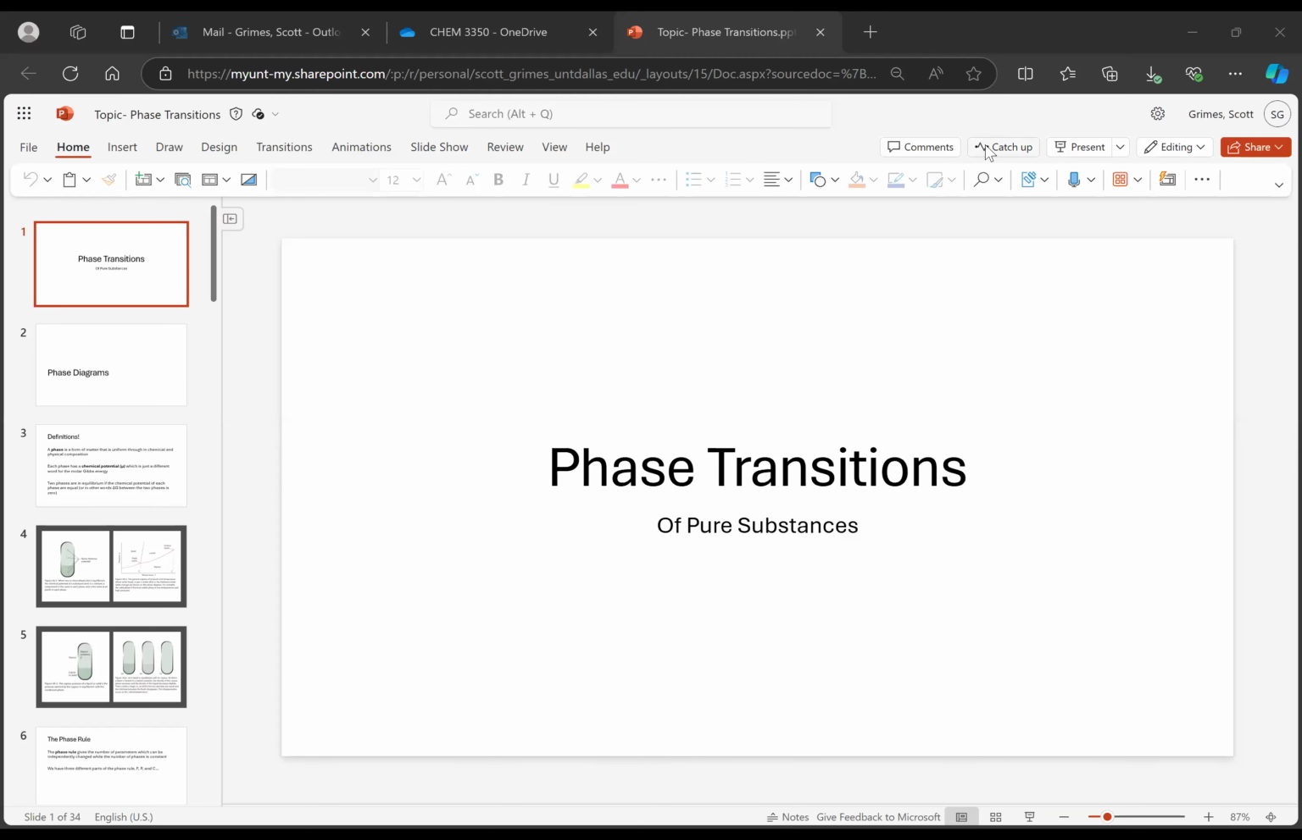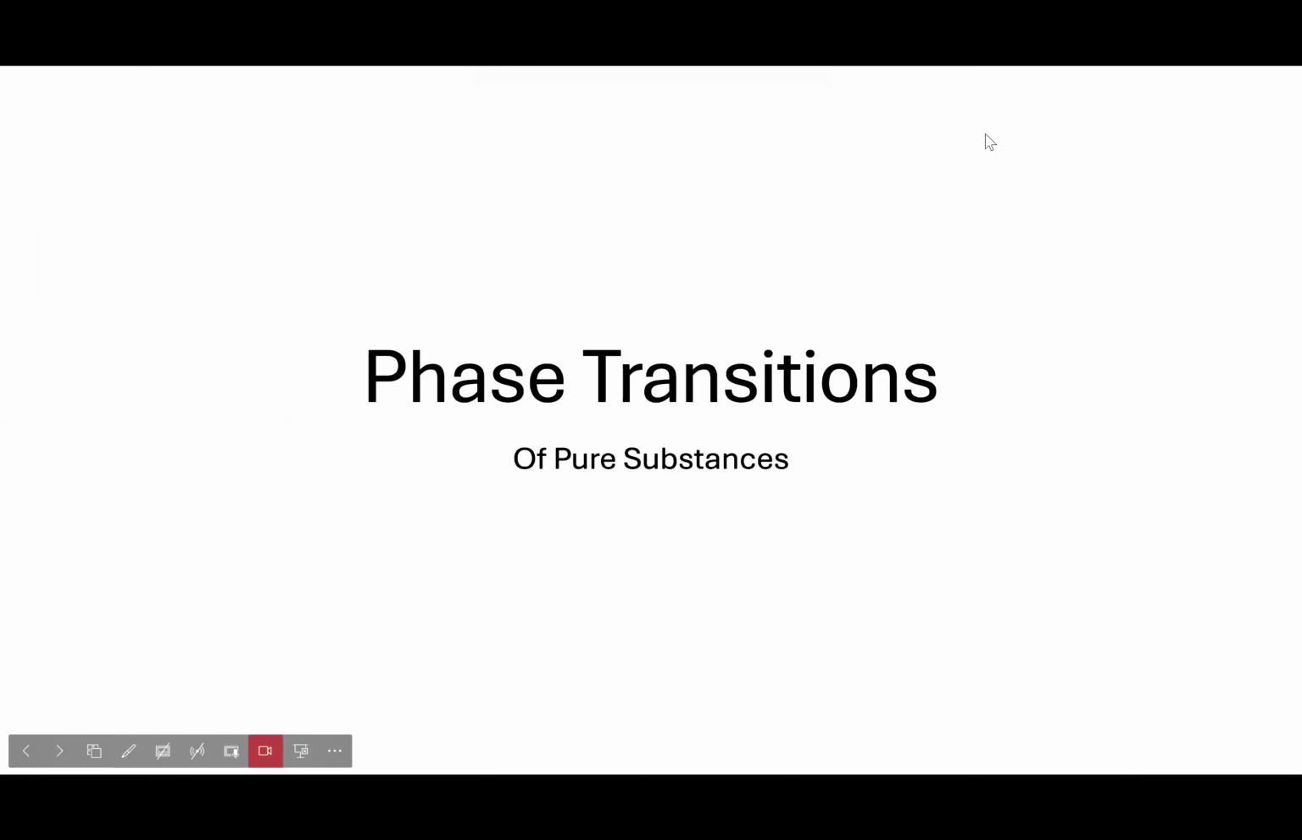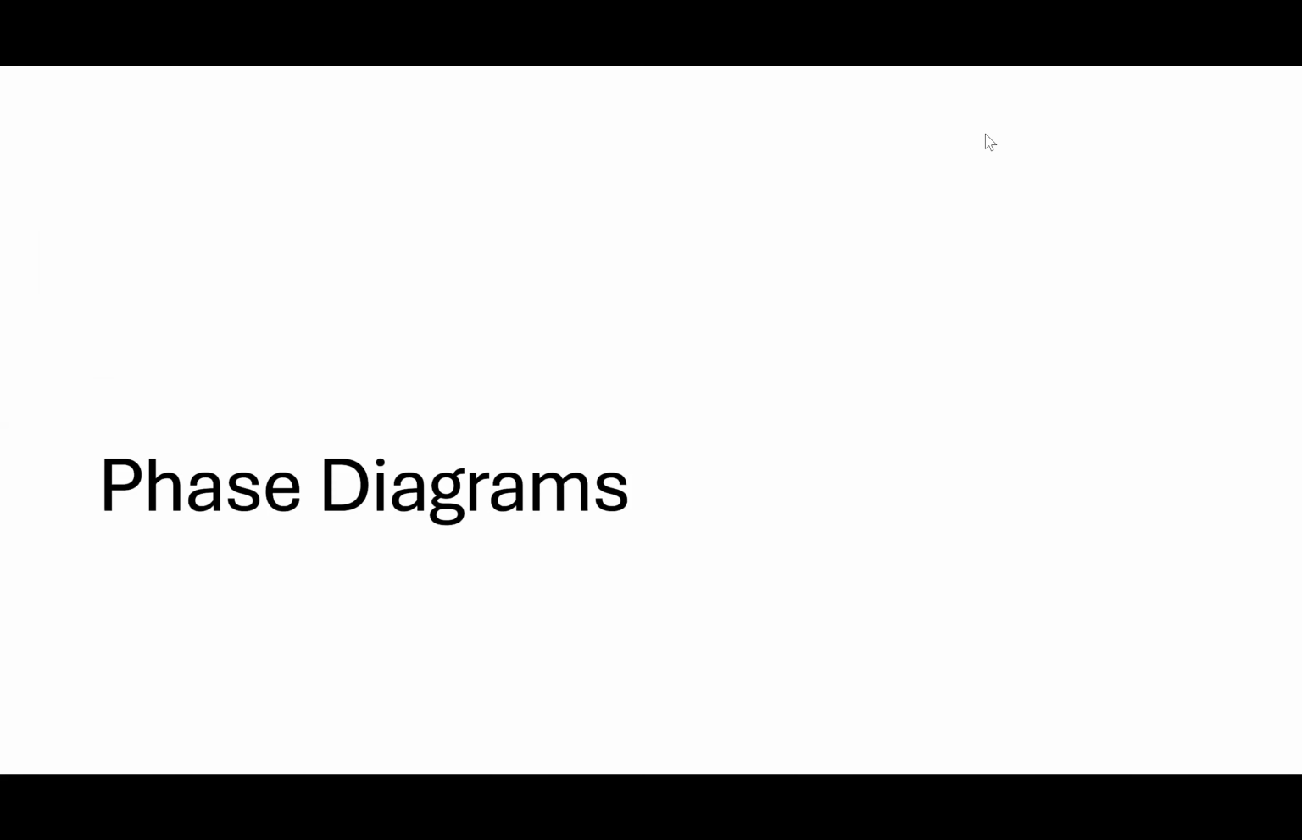Hello again. Welcome back to another exciting edition of Physical Chemistry. This is topic number 4, which is about phase transitions of pure substances. Okay. So first we'll start with the first section about phase diagrams. Only 2 sections, so this will be a fairly short chapter, but that's okay.